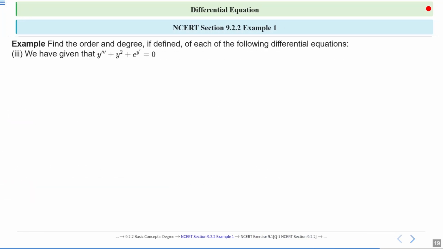Now the given ordinary differential equation is y''' + y² + e^(y') = 0. At first, find the order of this given differential equation and then find the degree. To find the degree, first check whether the degree is defined or not. So just try.